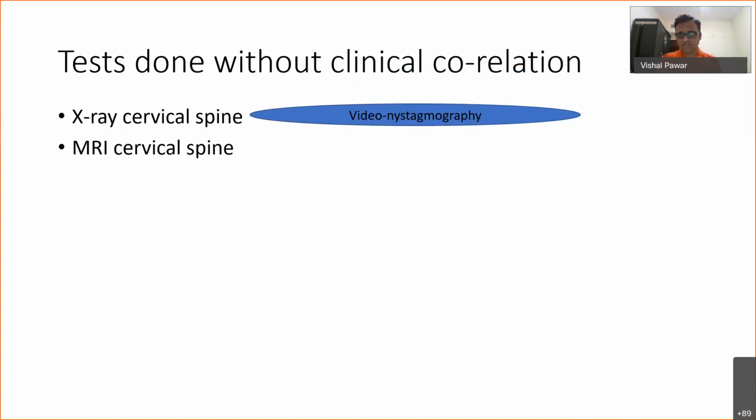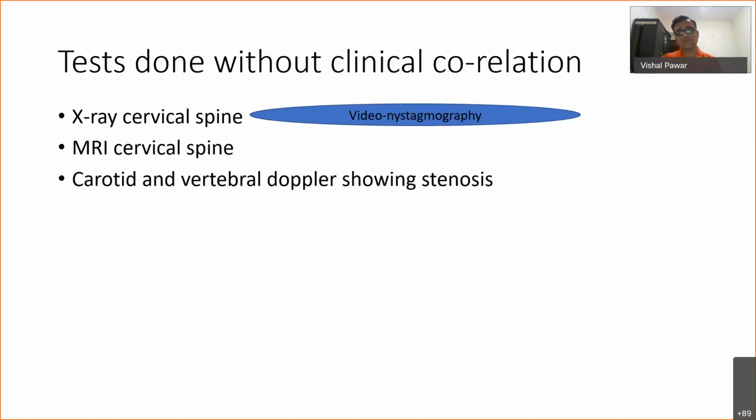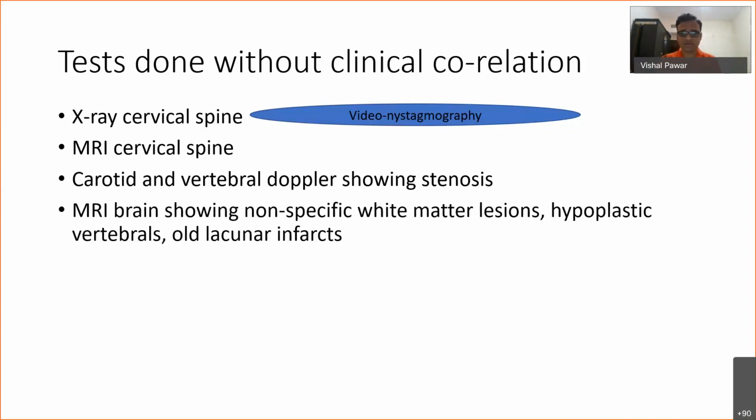Then many patients undergo MRI cervical spine. Carotid and vertebral Doppler is done many times in patients with vestibular symptoms, and it shows stenosis, and then it creates a lot of confusion. So when we form a clinical syndromic diagnosis and cone down to a differential diagnosis, then we can decide which investigation to do, because every investigation is going to show some abnormality. Patients might have some cervical osteophytes. Patients can have a one-sided hypoplastic vertebral artery. Some stenosis is there in elderly patients with diabetes and hypertension.